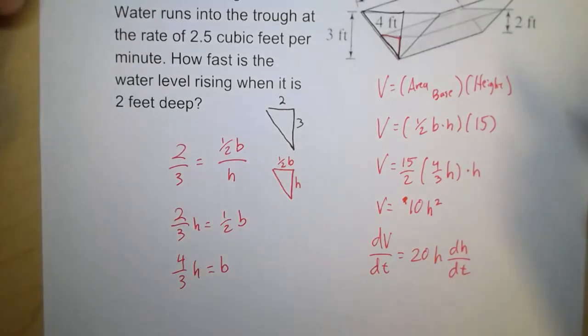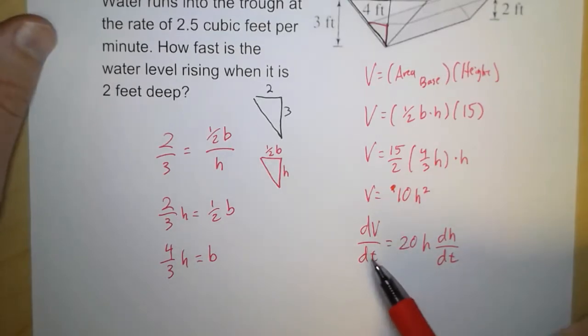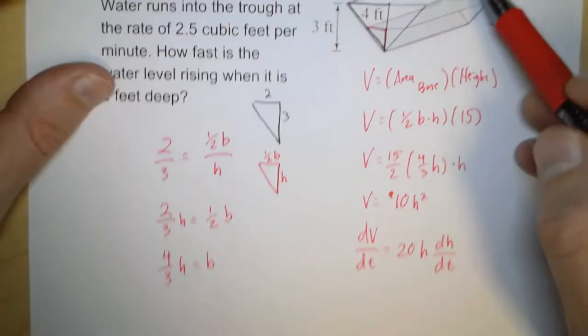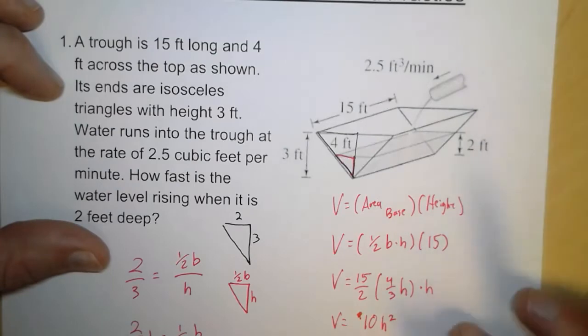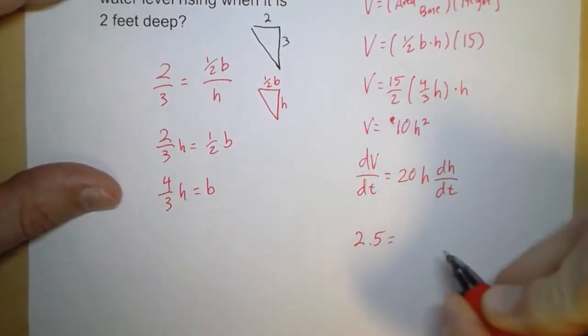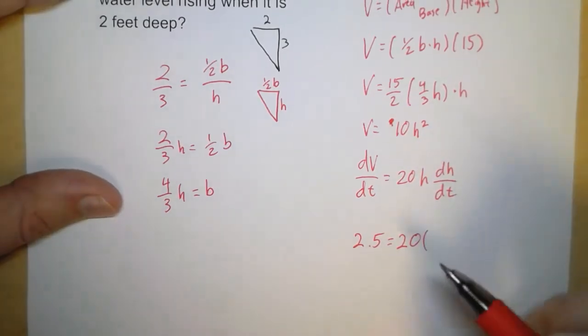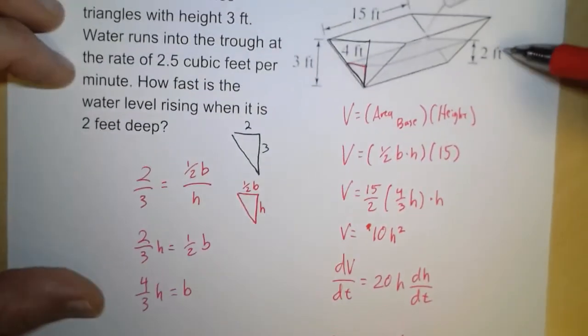And so at this point, we now say, all right, well, what is the change in volume? They tell us that's how fast the water is being poured in. So that's 2.5 cubic feet per minute. Now, what is the height? The height is a variable, but at this moment in time, the height is 2.